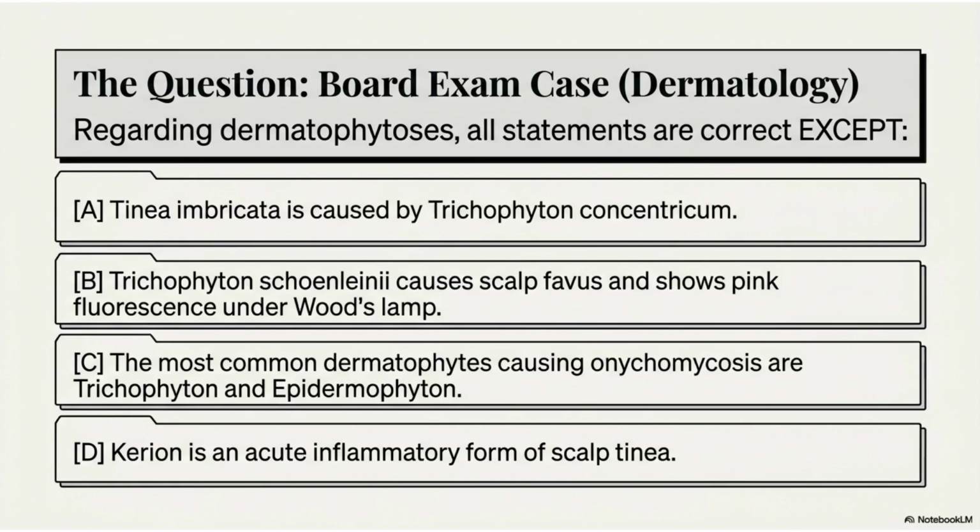Favus presents with a completely different yet equally severe morphology. The absolute hallmark of tinea favosa is the formation of structures called scutula. The sources describe scutula as dense cup-shaped crusts. What exactly are they made of? They're essentially a concentrated biological landfill on the surface of the scalp.